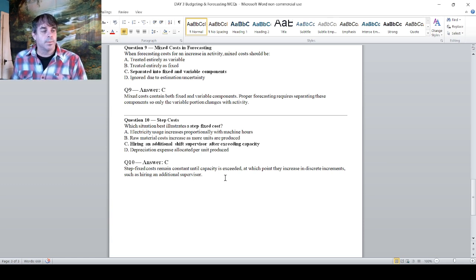All right, and that wraps up day 3 of our Manufacturing Cost Foundation series. Today we covered static versus flexible budgets, cost behavior modeling, and how to forecast costs when production changes.